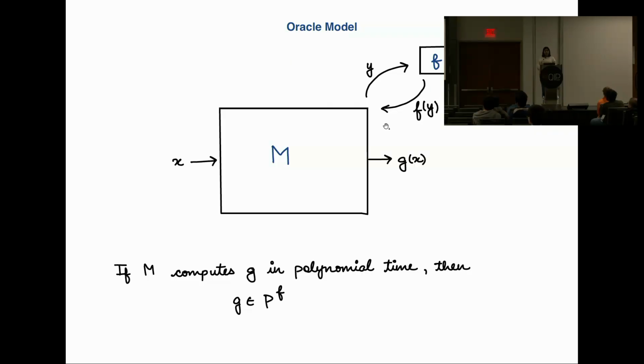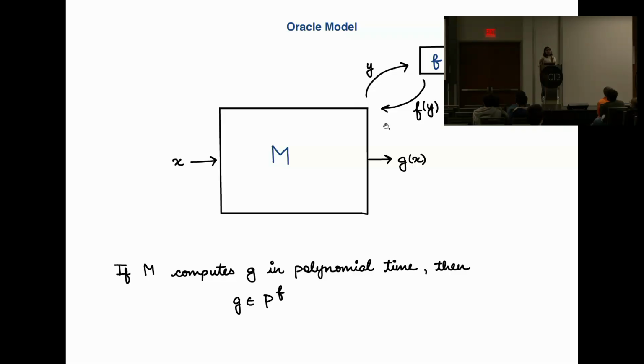So think of this classical computer M. It gets some input x. It performs some classical computation. During its computation, it can send queries y to this oracle f, and it can get the response f of y in a single time step. So it does not have to spend time to compute this function f. And maybe that helps this machine to solve some more problems.